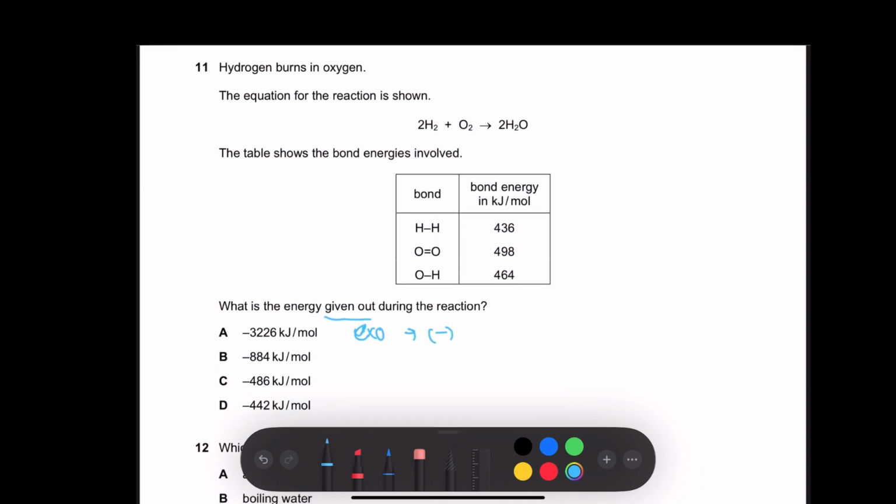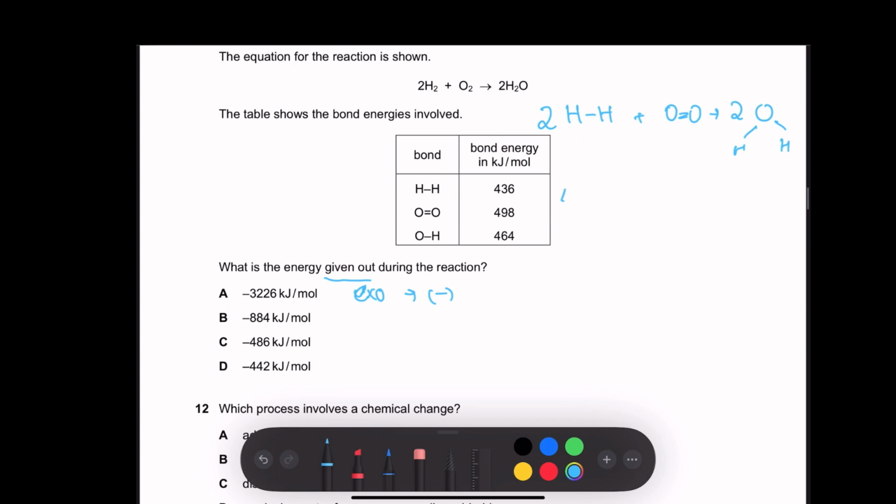Okay. So let's see. I'm going to draw the displayed structure. So H2 is like this, but then 2 times. O2 is this, and then H2O is this, but then there are 2 molecules. So we know that delta H is H1 minus H2. Let's separately find H1. H1 is going to be 2 into the H-H bond, so 436 into 2, plus O double bond O, 498.